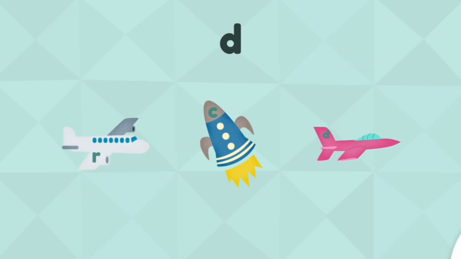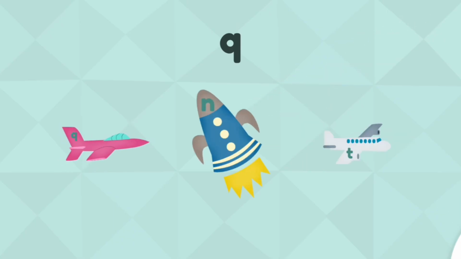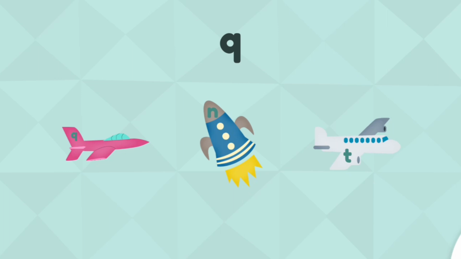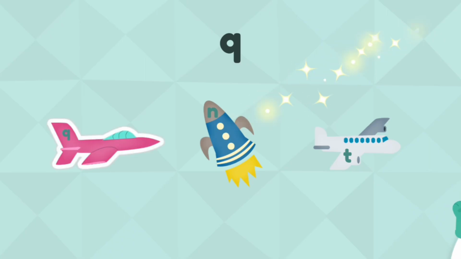Which one has the letter D? Tap it. D. Good thinking! Which one has the letter Q? Tap it. Q. Good work!